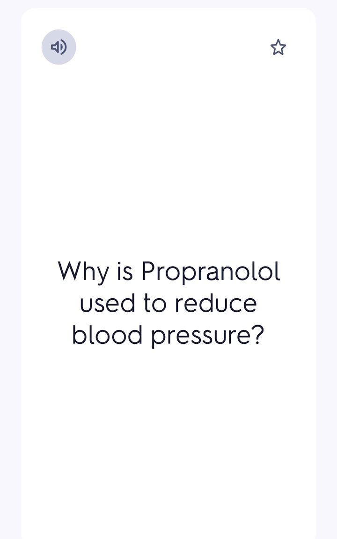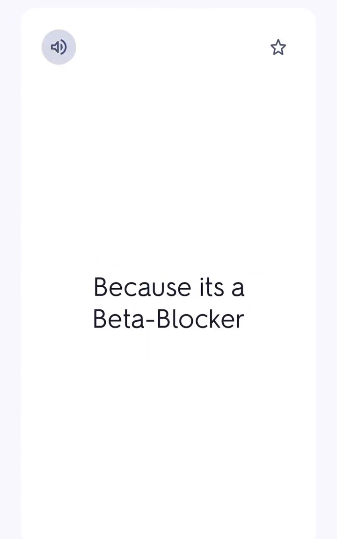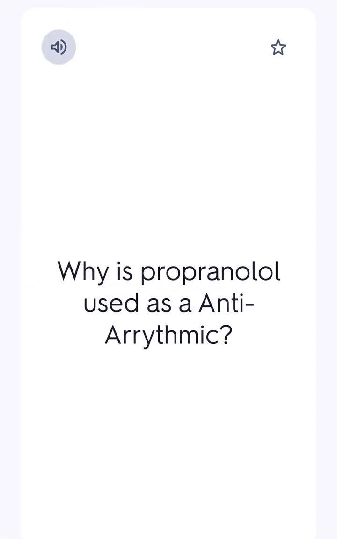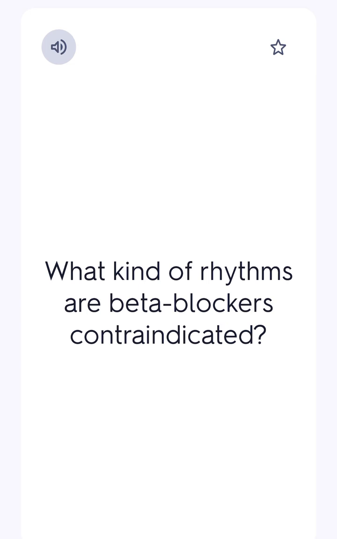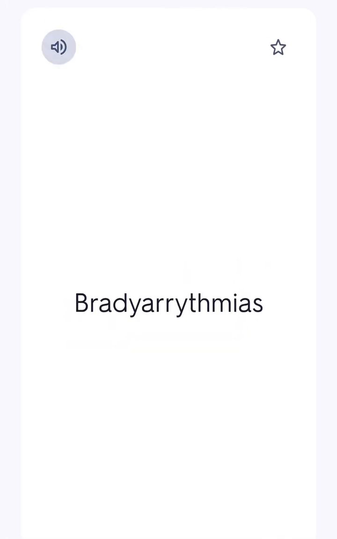Why is propranolol used to reduce blood pressure? Because it's a beta blocker. Why is propranolol used as an antiarrhythmic? Blocks the action of epinephrine and norepinephrine on the heart, reduces oxygen demand and perfusion of oxygen of muscles. What kind of rhythms are beta blockers contraindicated? Bradyarrhythmias.